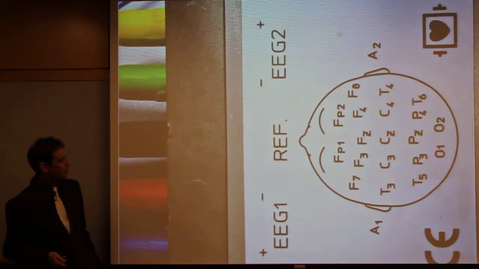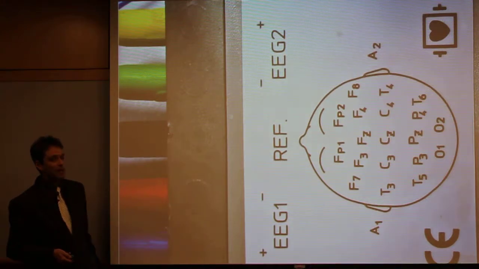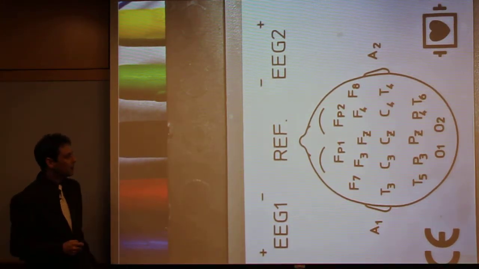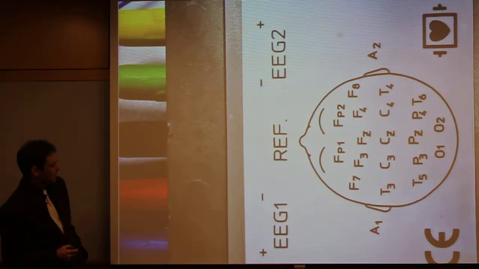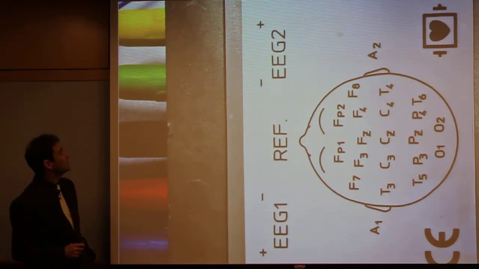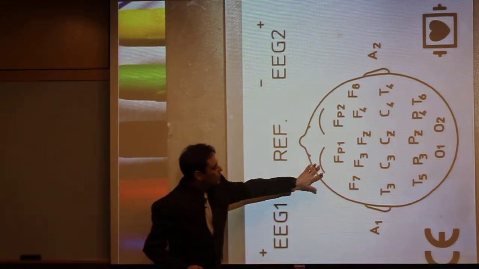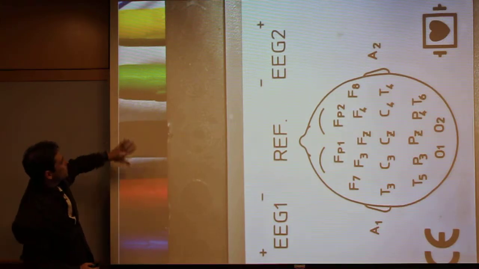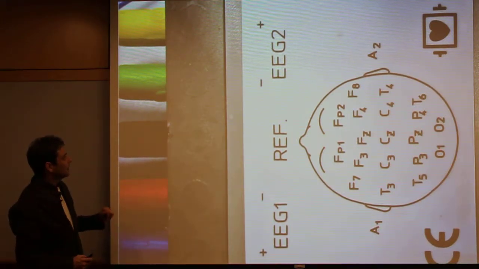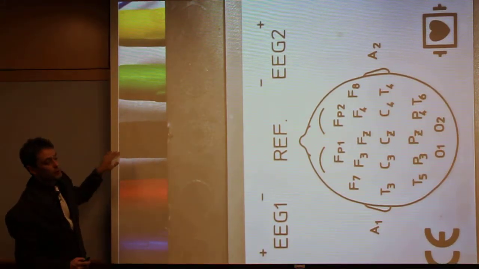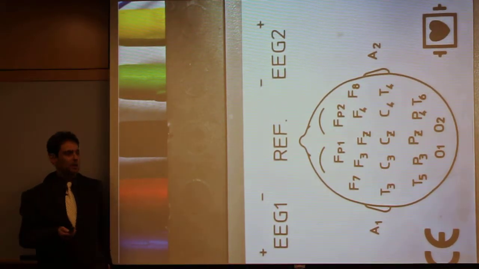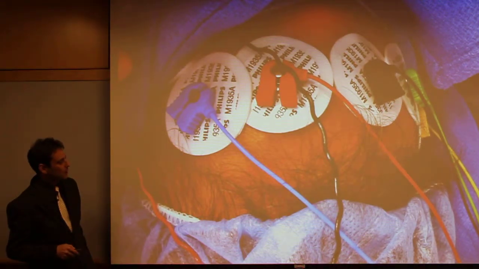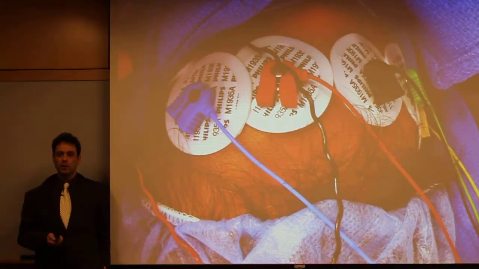This is an example of EEG lead placement in the operating room, where 5 leads are placed. And the way that I often place leads in the operating room is with 2 frontal montages represented by the 2 electrodes on either side and the ground or reference electrode in the middle. And this is what it looks like when placed on a patient's forehead in the operating room.